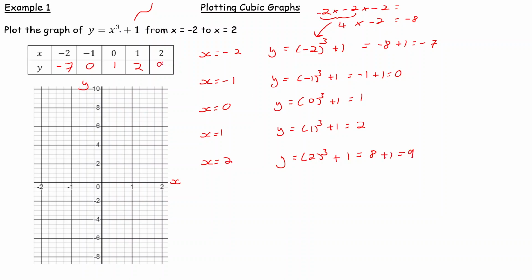Okay, so I've got my table of values. Like on the previous video, I go and plot these points as coordinates, and hopefully I get a graph that looks something like this, a positive cubic shape. So let's do that. So I've got -2 and -7. So -2 across and -7 down is going to be this point here. -1, 0 is going to be here. 0, 1 is here. There we go. 1, 2 is up here, and 2, 9, there we go, is up here.